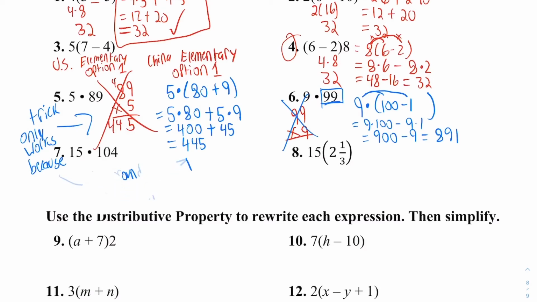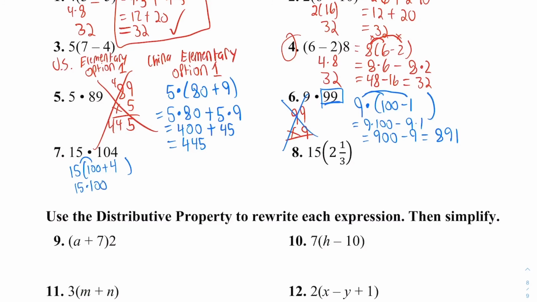Let me do a few more examples. I just erased it and put it back. 15 times 104. I'm going to change 104. And the easiest way to change this one is 100 plus 4. 100 plus 4 gives me back 104. So I can split it up like this. Then I'm going to distribute: 100 times 15 plus 15 times 4.